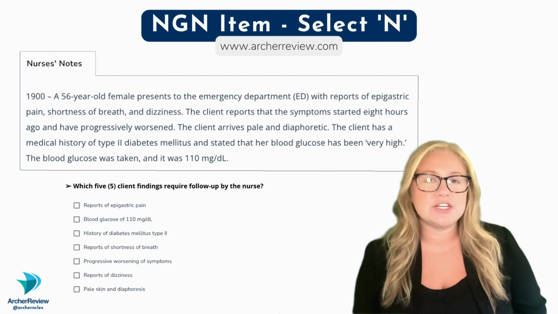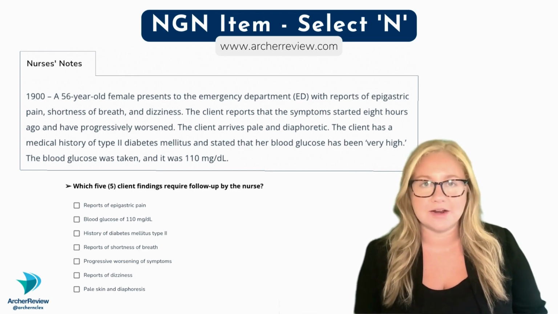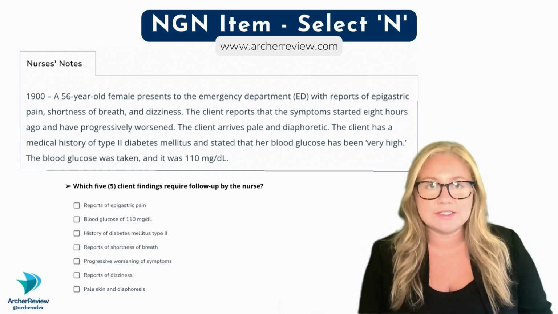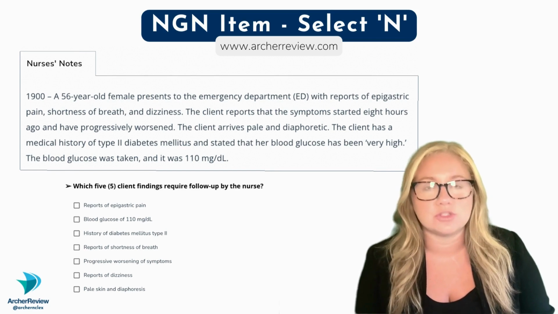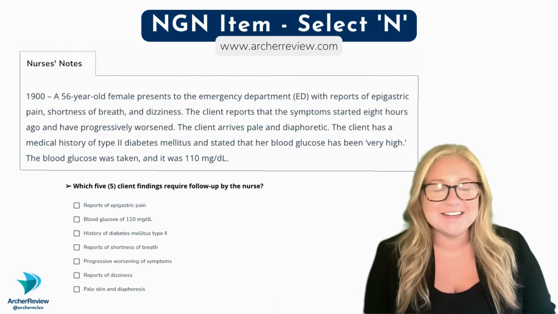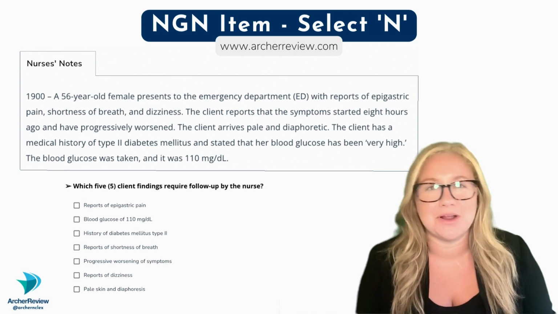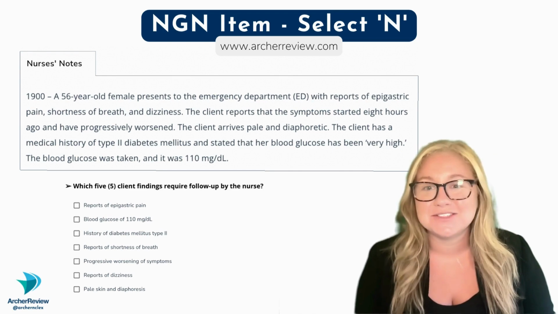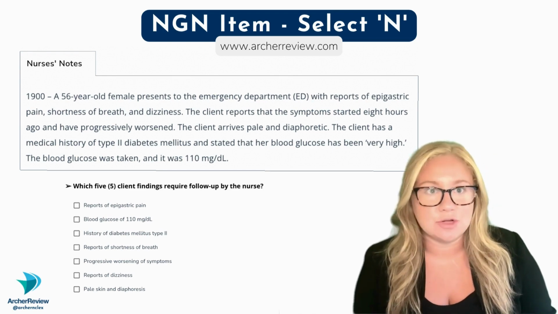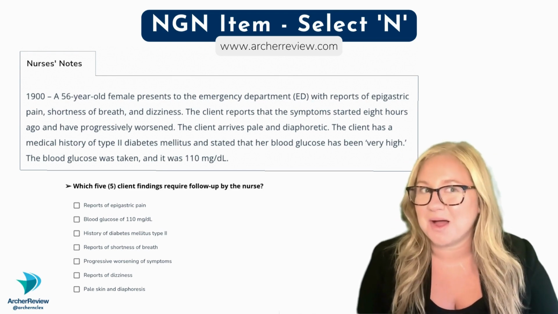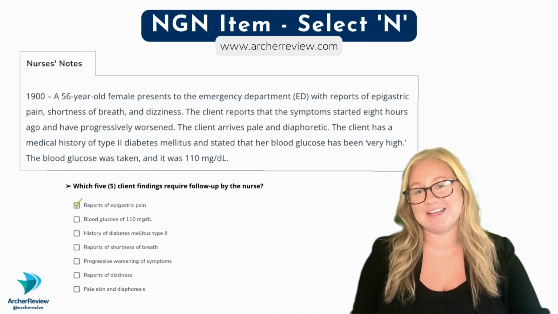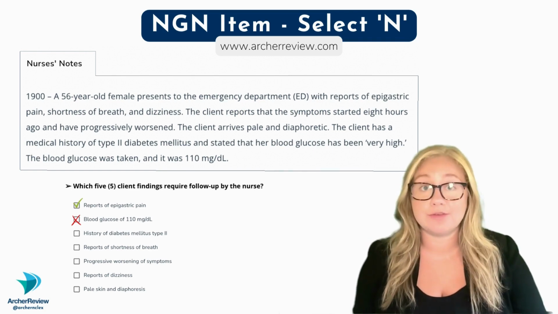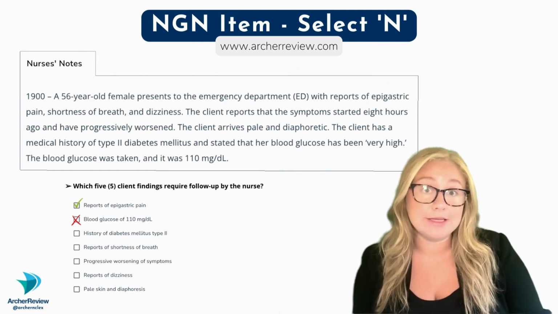So my testing strategy is actually the exact same for SATA questions as it is for Select N. I recommend that you take each of these answer choices and treat it as a true or false question. And then when you get to the end, see if you have the correct number, and it'll kind of serve as a double check to make sure that you're on the right track. So let's try it. Is epigastric pain a finding that requires follow-up? True, select it. What about a blood glucose of 110? False. That's normal. No need to follow up. How about a history of diabetes?